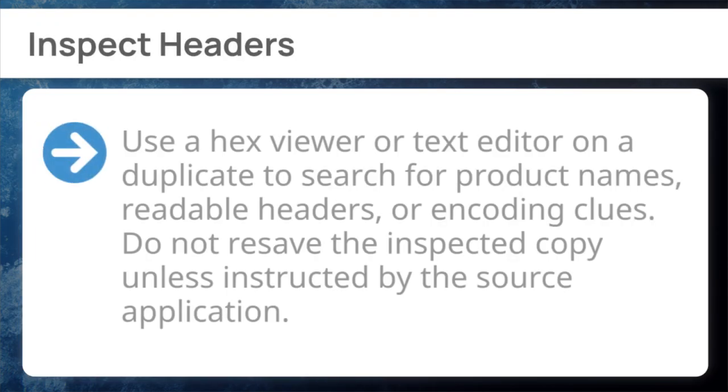Next, inspect headers. Use a hex viewer or text editor on a duplicate to search for product names, readable headers, or encoding clues. Do not resave the inspected copy unless instructed by the source application.